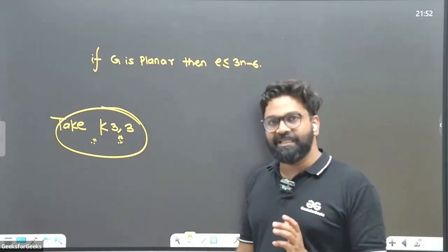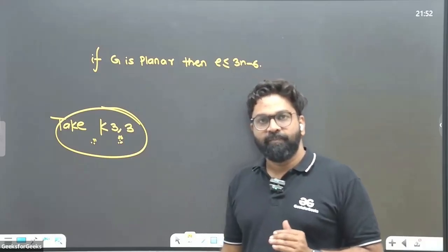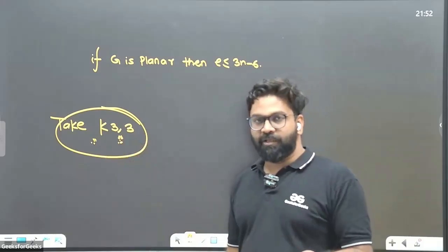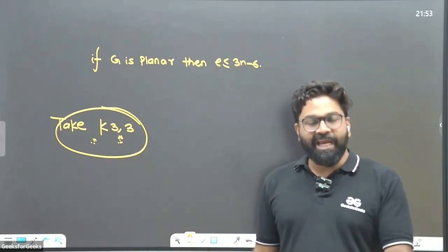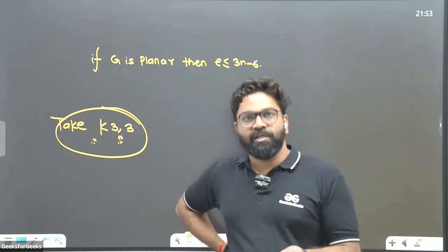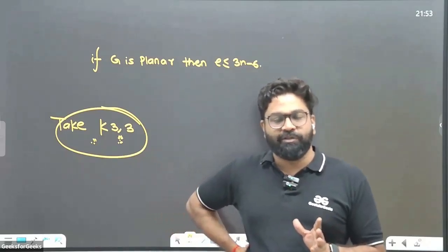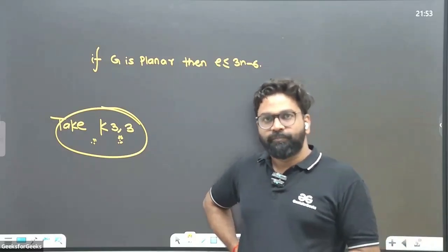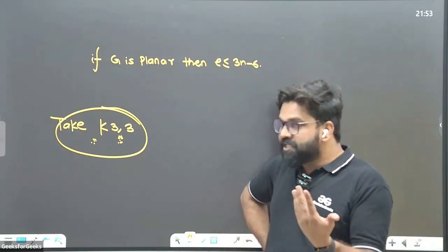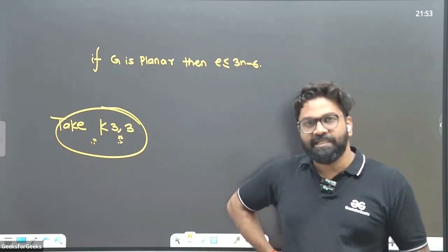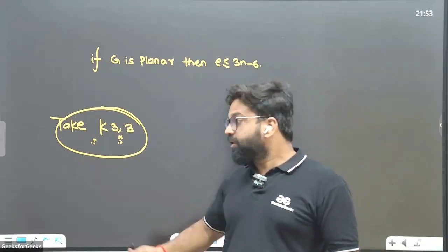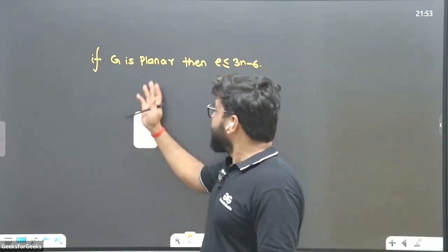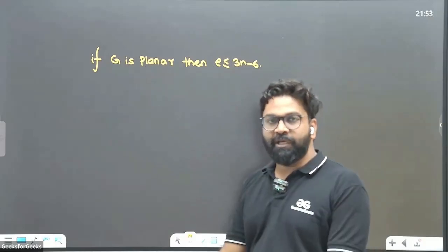Then I will prove that E is less than or equal to 3n minus 6. This is my theorem, and you are coming up with one example where K33 is non-planar. I'm trying to tell you, take the first statement as true, then we'll talk about whether E is less than or equal to 3n minus 6. You take any planar graph, then I will show you E is less than or equal to 3n minus 6.